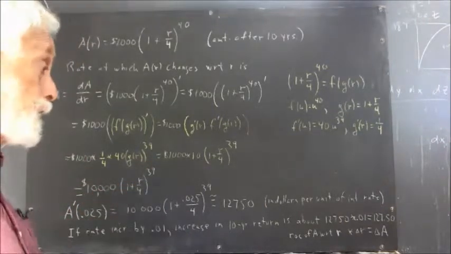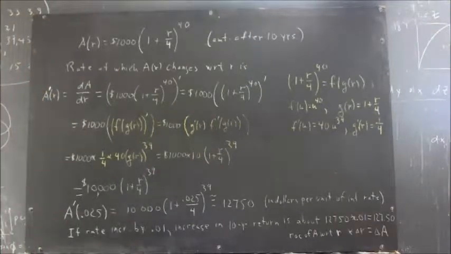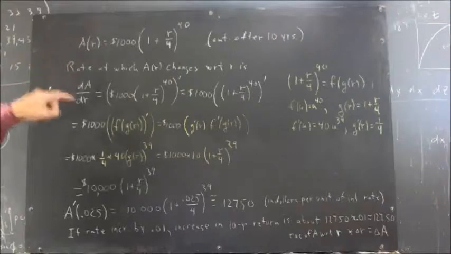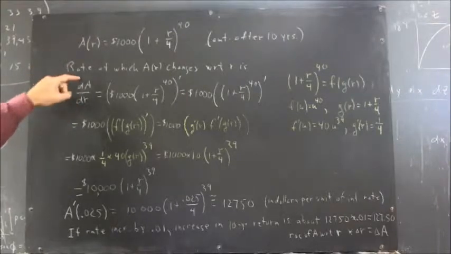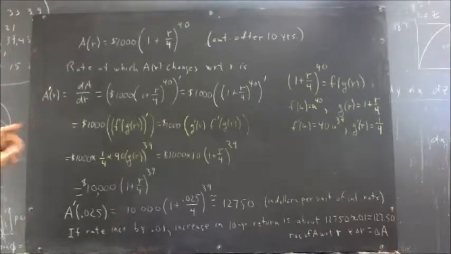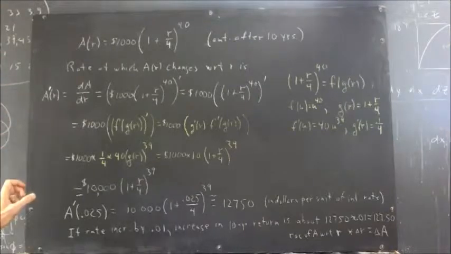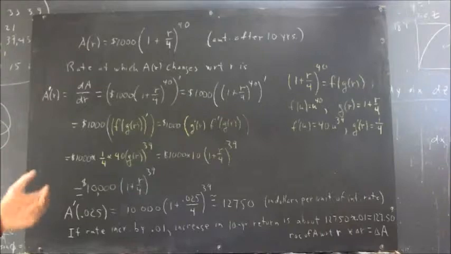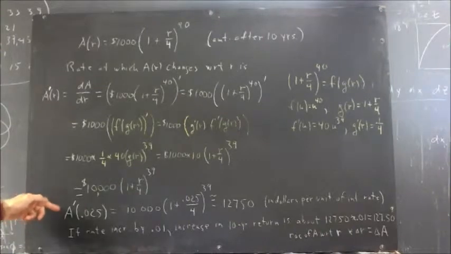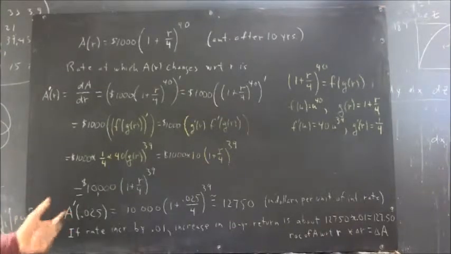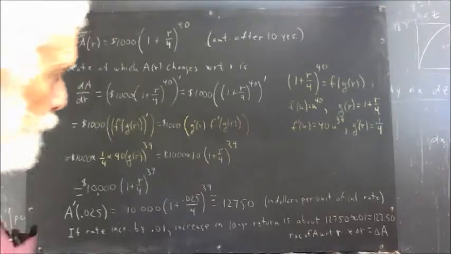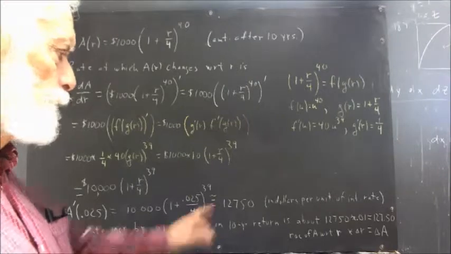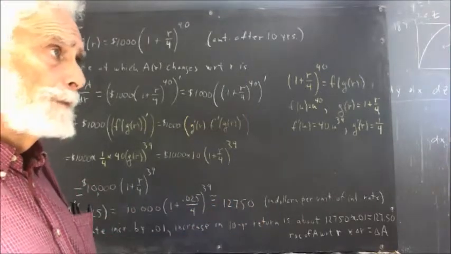I don't want to get into explaining that, except to say that A prime is the limiting value of a change in A, delta A, divided by a delta R. You remember how we get derivatives. They're the limit of change in this divided by change in that. They're the limit then of a rate of change, in this case rate of change of the amount you get with respect to your interest rate. Okay, well, that rate turns out to be 12,750. Now 12,750 what?